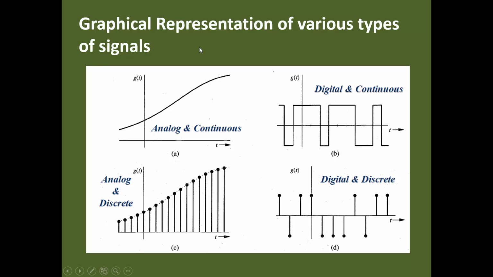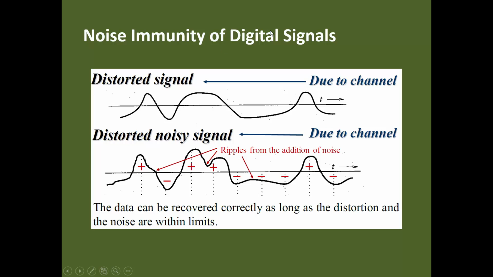Now, this is the graphical representation of various types of signals. This is analog and continuous, digital and continuous, analog and discrete, right? And this is digital and discrete. Now, this is a very important aspect of digital communication, which says why do we go for digital communication instead of analog communication?